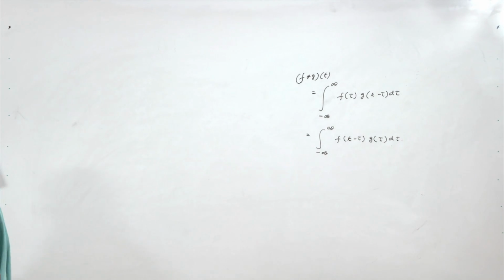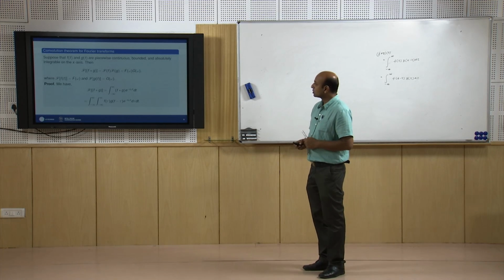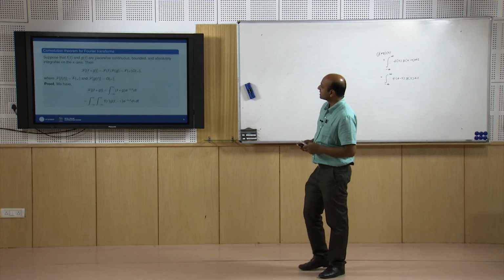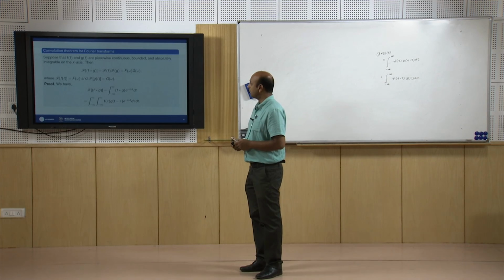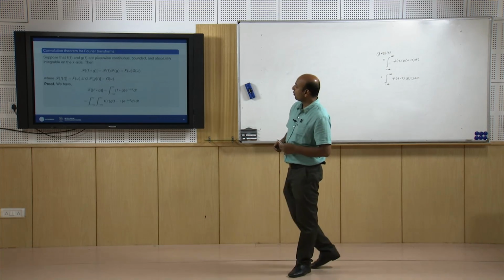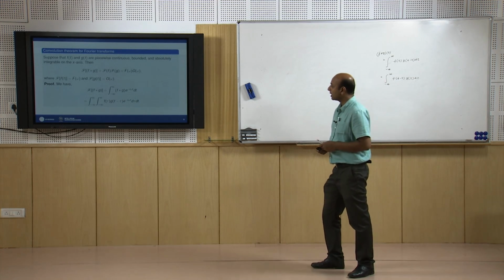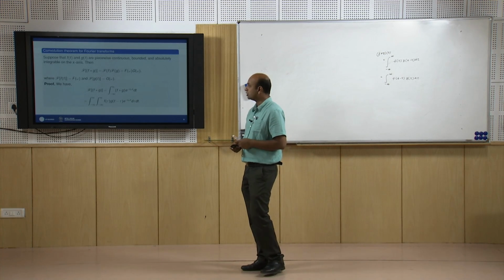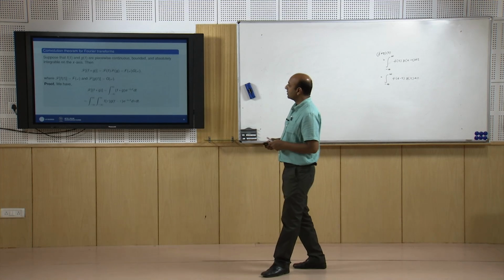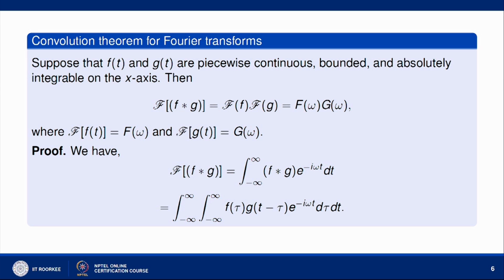Now, come to the convolution theorem. What does it state? Convolution theorem for Fourier transforms. Suppose that f(t) and g(t) are piecewise continuous, bounded and absolutely integrable on the x axis. Then the Fourier transform of the convolution of two functions f and g will be given by the Fourier transform of f into the Fourier transform of g, which is nothing but F(omega) into G(omega). So, we write the Fourier transform of f(t) as F(omega) and the Fourier transform of g(t) as G(omega). Now we will see the proof of the convolution theorem.